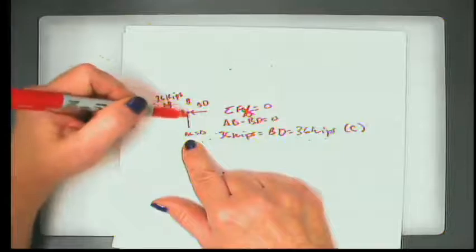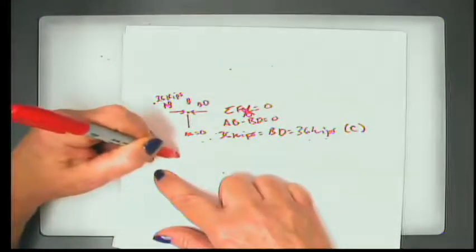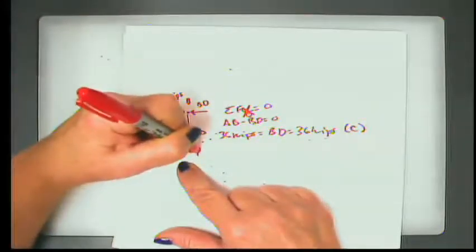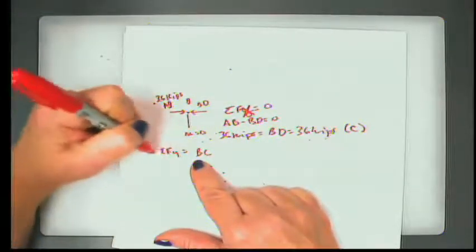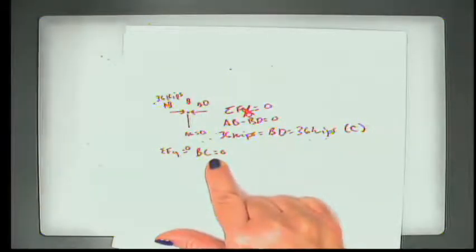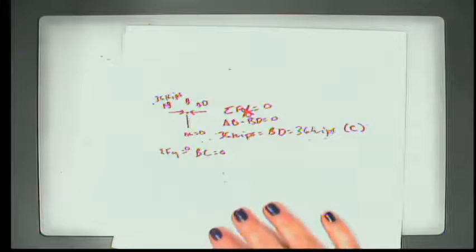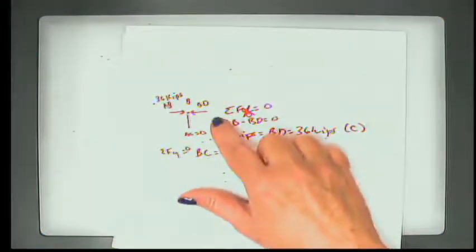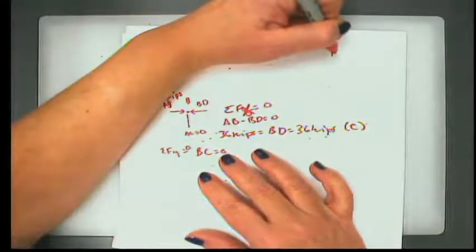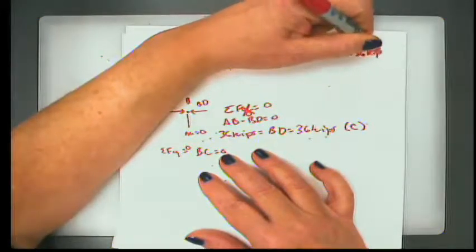Now, this structural member, BC, is purely in the y direction, and there's nothing to oppose it, so the summation of forces in the y direction has to be equal to 0. That means BC is equal to 0, so BC is a neutral or non-bearing member in this loading scenario. So now we have identified one of the answers for this problem: BD is equal to 36 kips, and it is in compression.